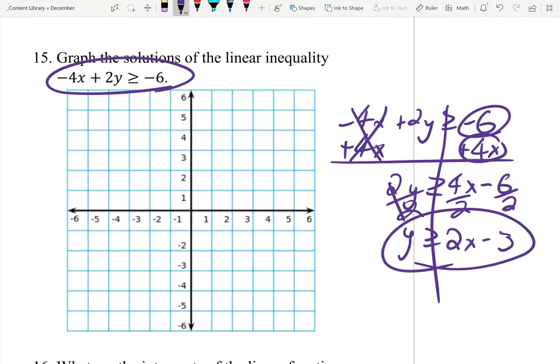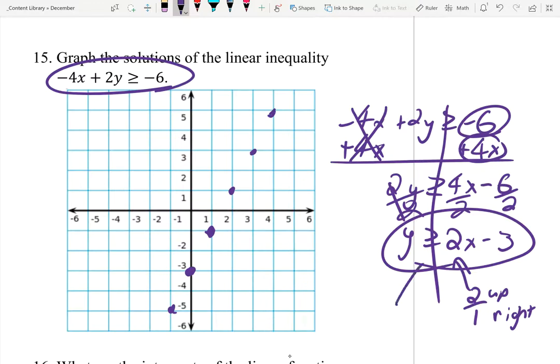So we're going to graph this. Our y-intercept is negative 3. Our slope is positive 2, meaning 2 over 1. So up and right. Up 2 and right 1. So that's going to put us here. And we do that again. Up 2, right 1. Up 2, right 1.